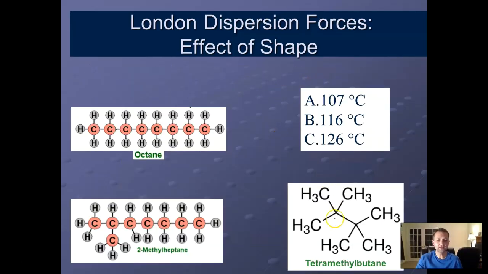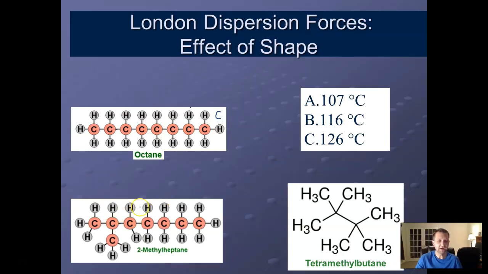So you can take a look at these. I have 3 versions of octane, it looks like. So match up the melting point to each one of these and go from there. Okay, so we have octane, straight chain, highest surface area. That will be 126, so that's going to be letter C right here.